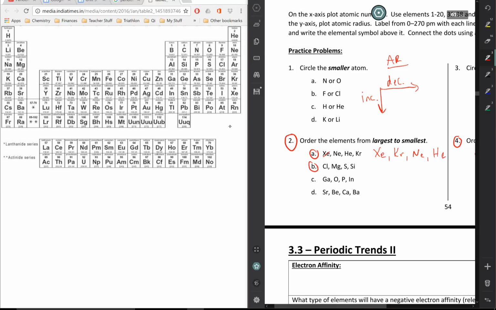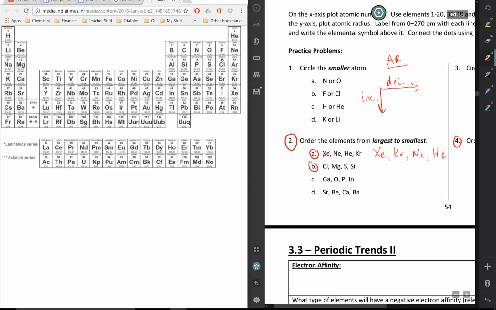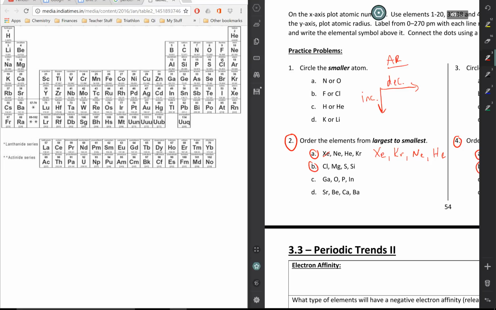Let's take a look at question B. You've got chlorine, magnesium, sulfur, and silicon. Again, find them on the periodic table. Magnesium, silicon, sulfur, chlorine. These are 4 elements that all fall in the 3rd period. So again, atomic radius, as we go across the periodic table, the atoms get smaller and smaller due to a stronger nucleus.